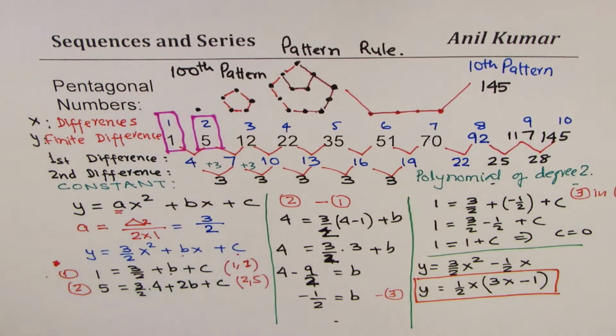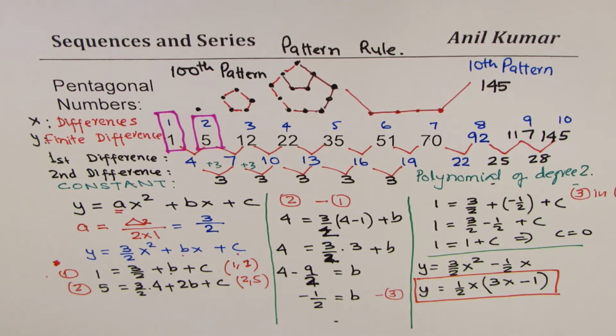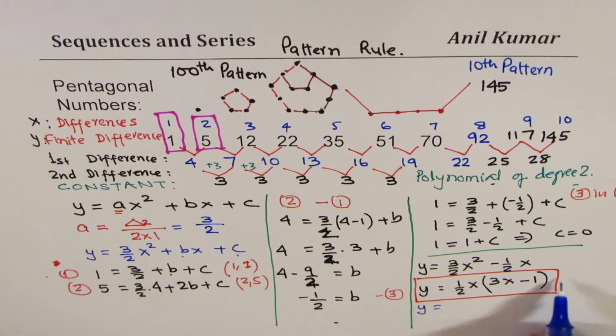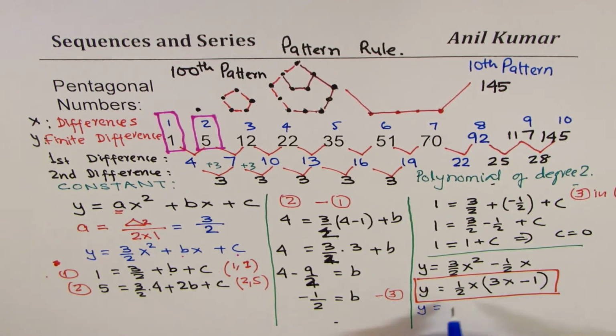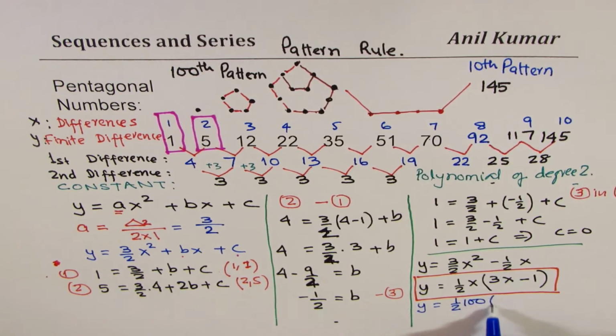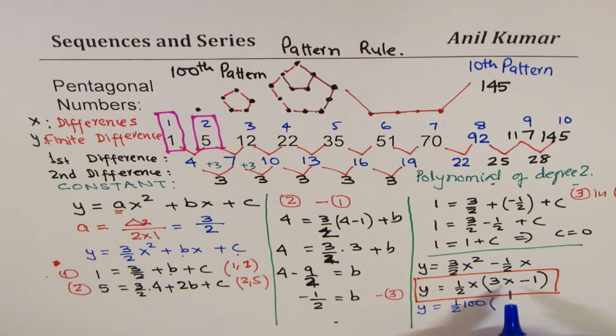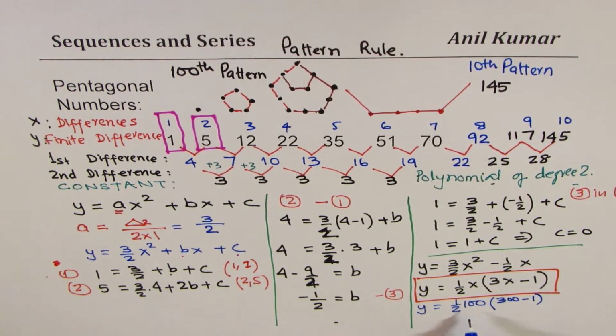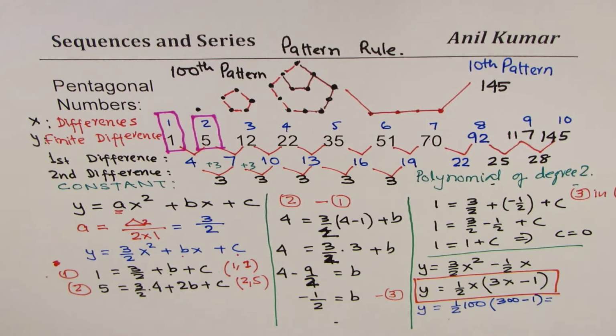Now, if you have to find the 100th term, put x as 100 and calculate your answer. Correct? So that is so simple. So figure out the numbers in any pattern using this particular formula. So it is half of 100, and then you have 3 times x minus 1, which is 300 minus 1, right? So 50 times all that gives you the answer. It is easier to do 50 times 300. You can use the calculator and find the answer.